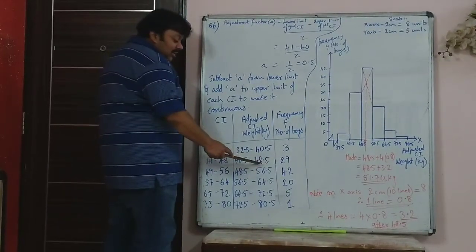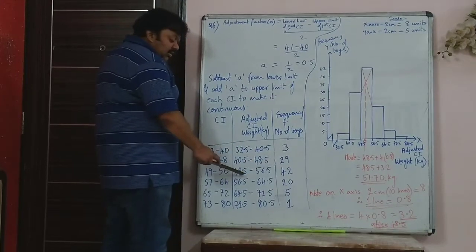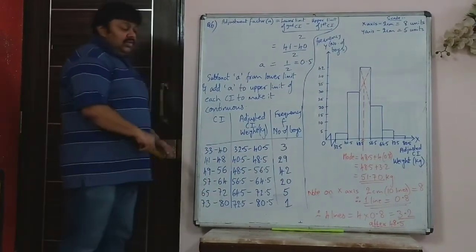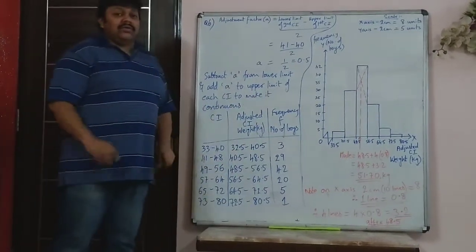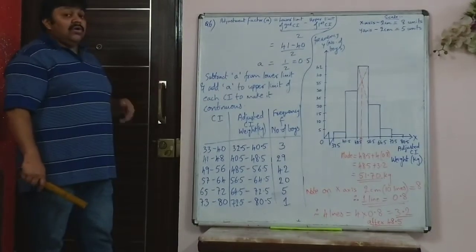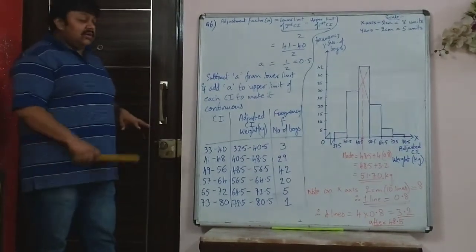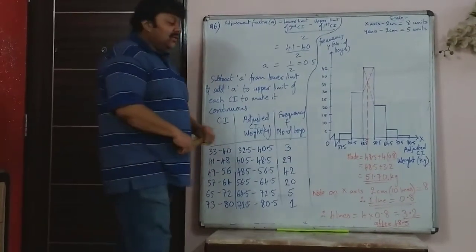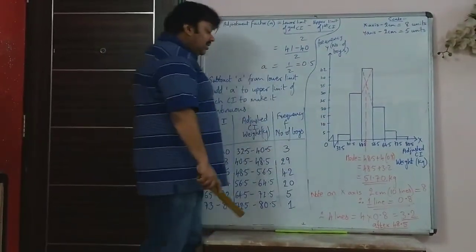Same way, the upper limit of the second class and the lower limit of the third class is the same, and so on. So this is the adjusted class interval. When we draw the graphs, we have to show the adjusted class interval. So when the graph is drawn, the adjusted class interval has to be shown on the x-axis.